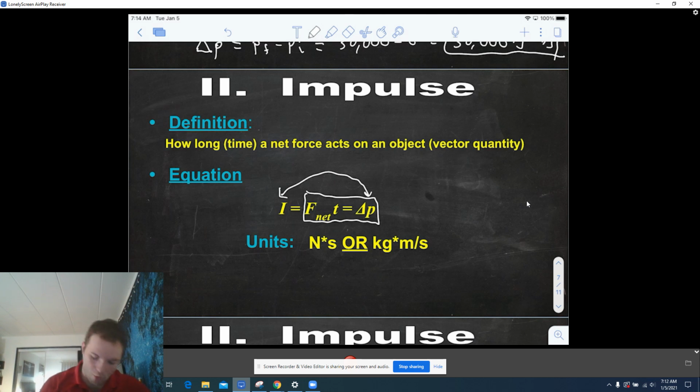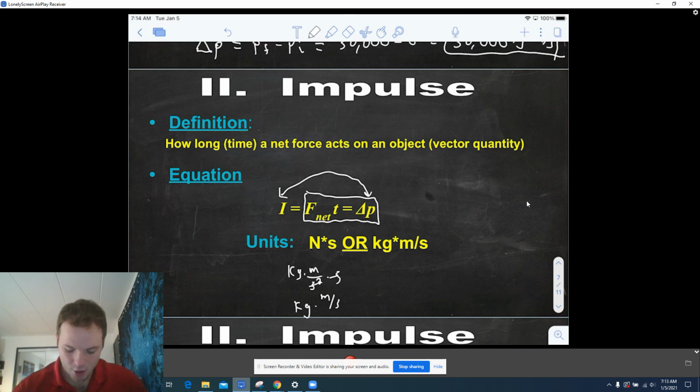And real quick, if you want to know why, newtons is kilograms times meters per second squared. If you multiply that by seconds, one of the s's cancels, and you get kilograms meters per second. So you can see how newton times second is the same as kilogram meters per second.